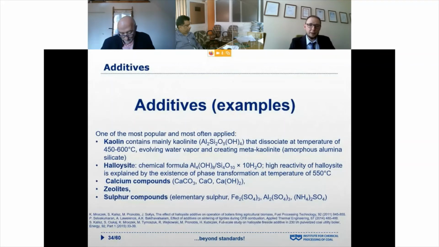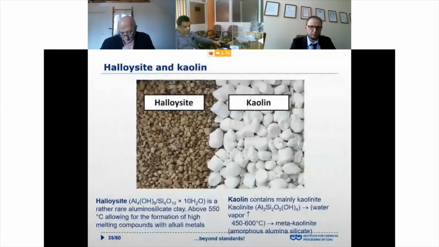The most popular additives are kaolin and halloysite. They are the most universal. That means that they work against slugging, fouling, and agglomeration. Also, we can find others in the literature. That means calcium compounds, zeolites, and sulfur compounds. But sulfur are mainly against slugging and fouling. Let me say something more about halloysite and kaolin, because, as I said, they are the most popular additives against ash-related issues.